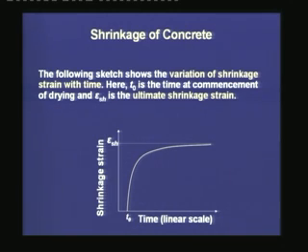This sketch shows the variation of shrinkage strain with time. Here t naught is the time of commencement of drying and epsilon SH is the ultimate shrinkage strain. From this curve, what is observed is that until we cure there is not much shrinkage, but once the curing stops and the member is allowed to dry, there is a shrinkage strain, and gradually this strain stabilizes to a certain value which we represent as epsilon SH, and it is termed the ultimate shrinkage strain.